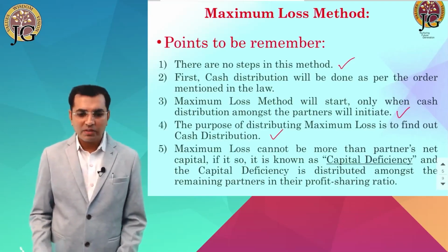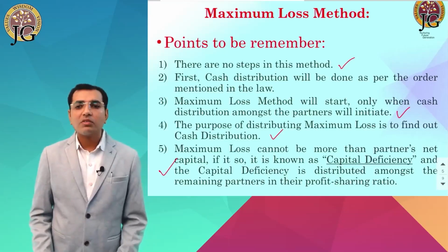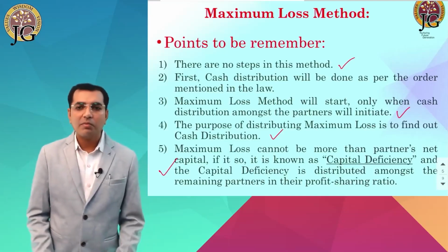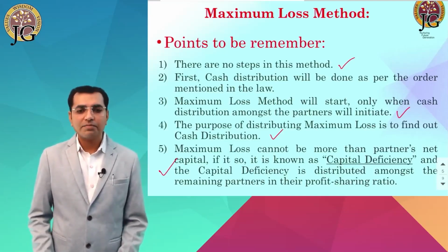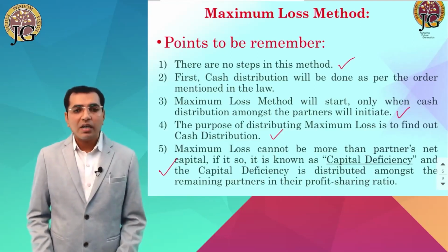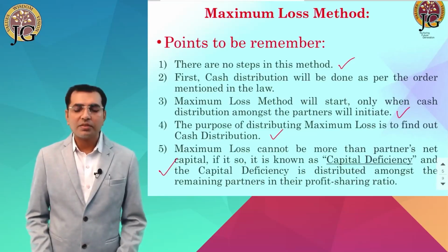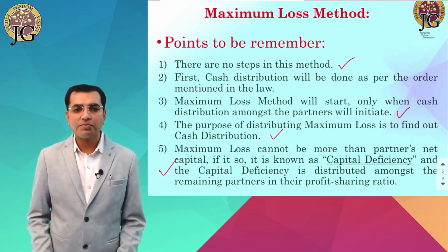And the last point, sometimes it happens that the maximum loss is more than the partner's capital. So you have to remember that maximum loss cannot be more than partner's net capital. अगर ऐसा हुआ, if it's so, it is known as capital deficiency. उसे हम लोग क्या बोलेंगे? Capital deficiency. And the capital deficiency is distributed amongst the remaining partners in their profit sharing ratio.